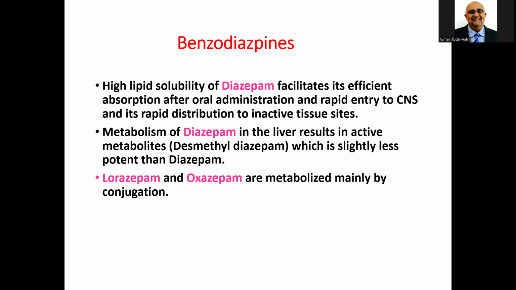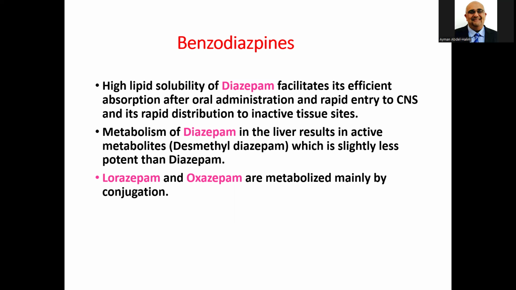Lorazepam and oxazepam are metabolized by conjugation. Anything that's metabolized by conjugation, make sure that this drug is safer than the other drugs that are metabolized by the P450 in advanced liver cirrhosis. Because in advanced liver cirrhosis, the first thing affected is phase one that involves the P450, while the conjugation is preserved.